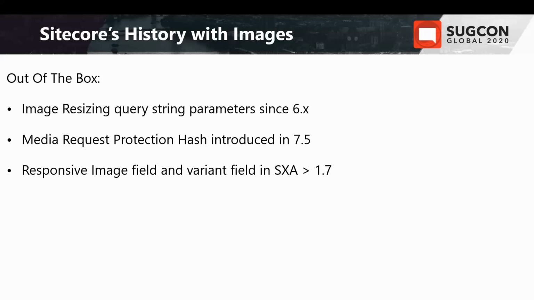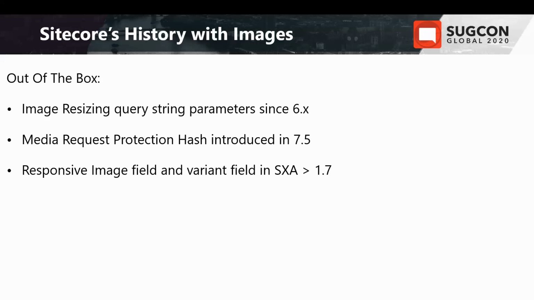Media request protection hash was introduced in 7.5. It's to safeguard against denial of service attacks with image resize bomb requests. So people would see an image and you could type width equals 1, height equals 1, and then thousands and thousands of permutations and combinations of the query parameters, and try to bomb and bring down your website. So this hash will provide that protection.